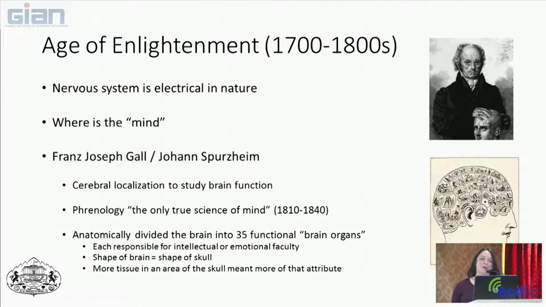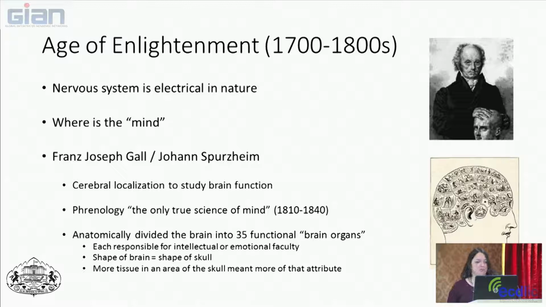Okay, now we're getting to the Age of Enlightenment, 1700 to 1800s. And at this time, I'm focusing on it a little bit because this is the first time that we know of in written history where people were thinking, where is the actual mind? Where does the mind live? Where is the function related to the structure of the brain? They knew by this time that the nervous system was electrical in nature.